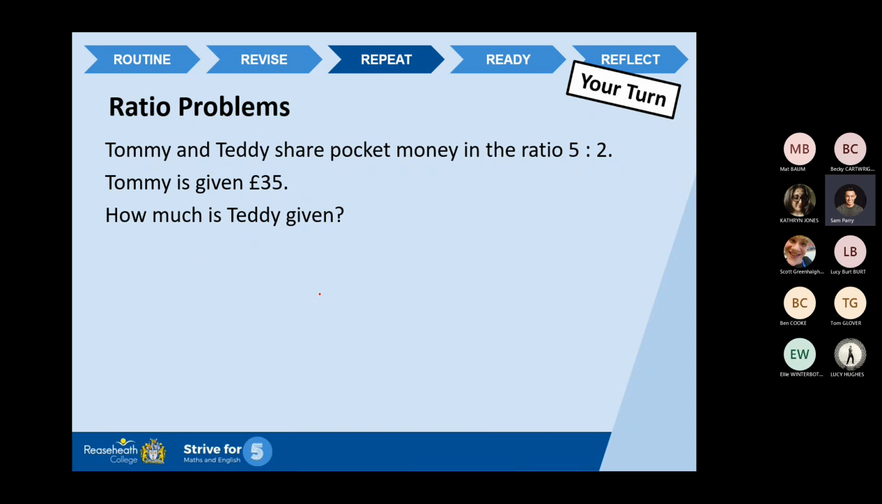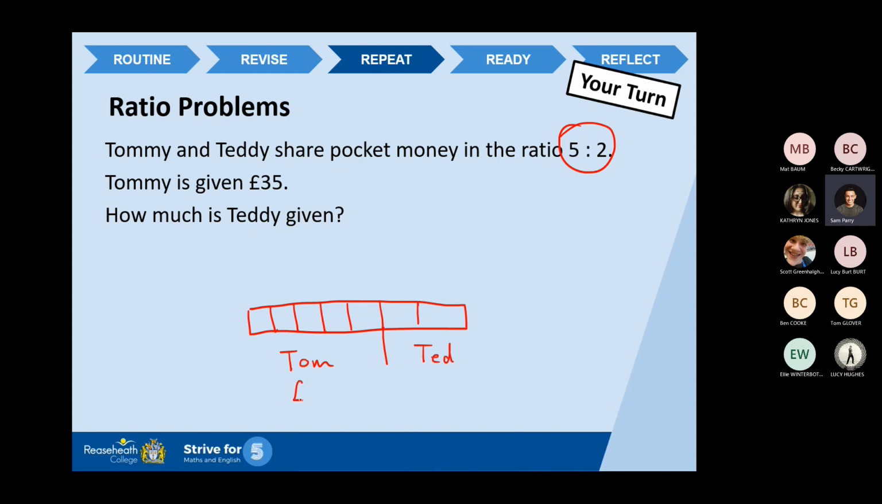So step 1, you see a ratio. Worst case scenario, just draw a bar, because the bar just gives you some structure, and it's a method. So 5 to 2, that's 7 parts. 1, 2, 3, 4, 5, 6, 7. There's the 5, there's the 2. Label it. So Tommy and Teddy. So there's Tom, there's Teddy, we'll put Tom and Ted.